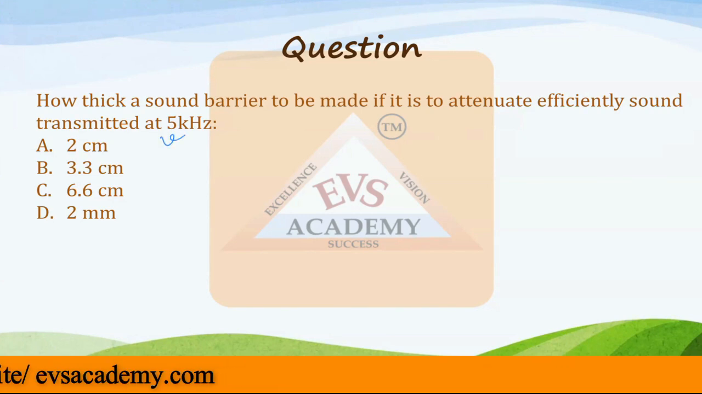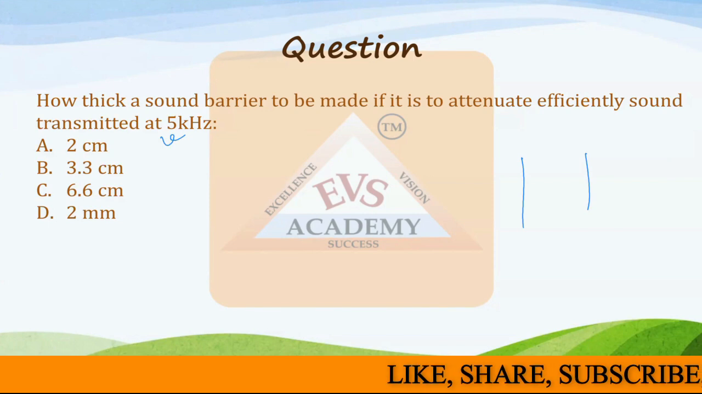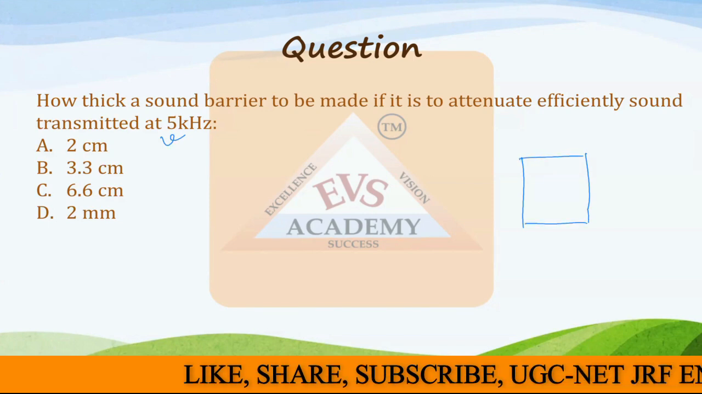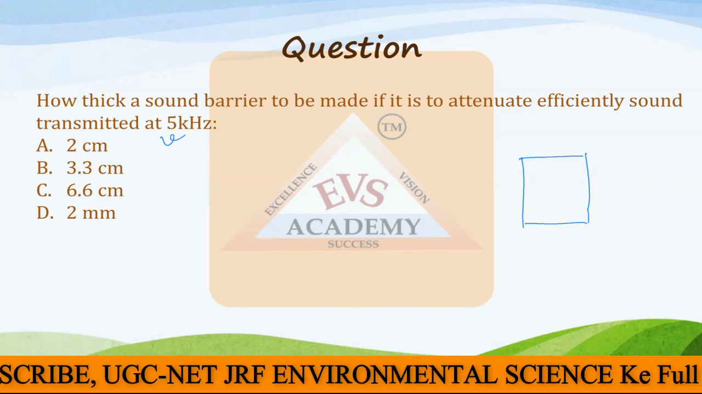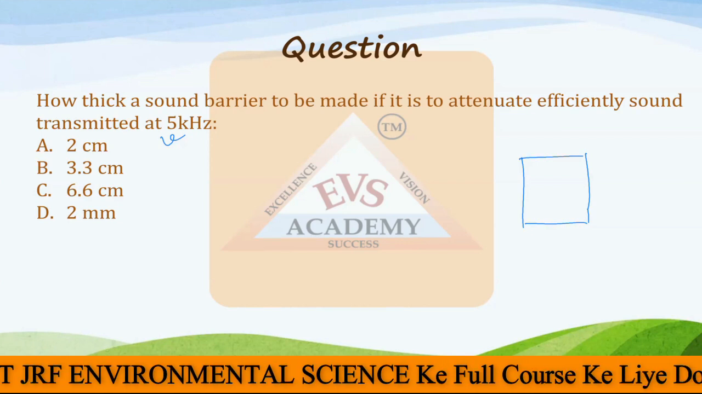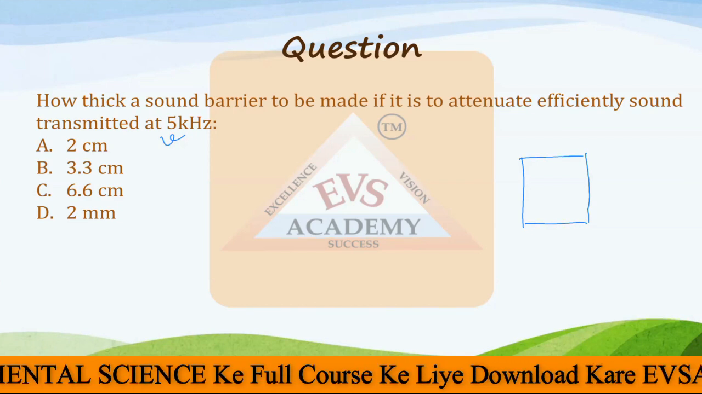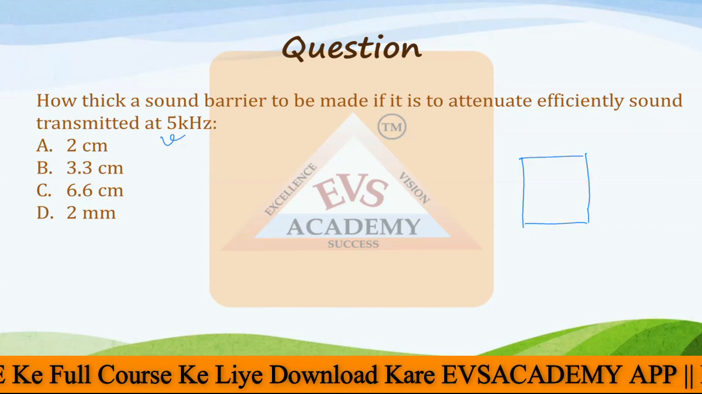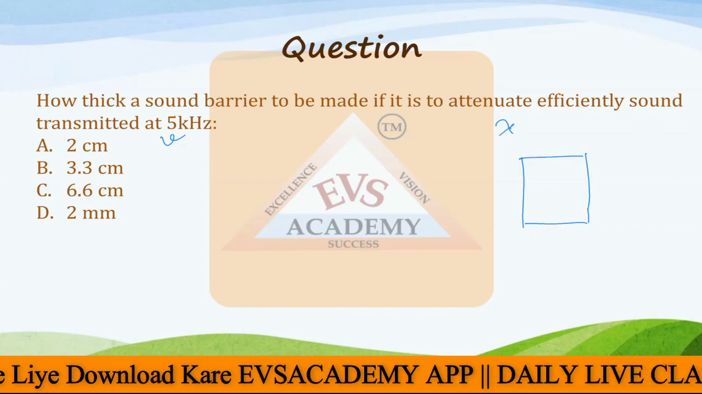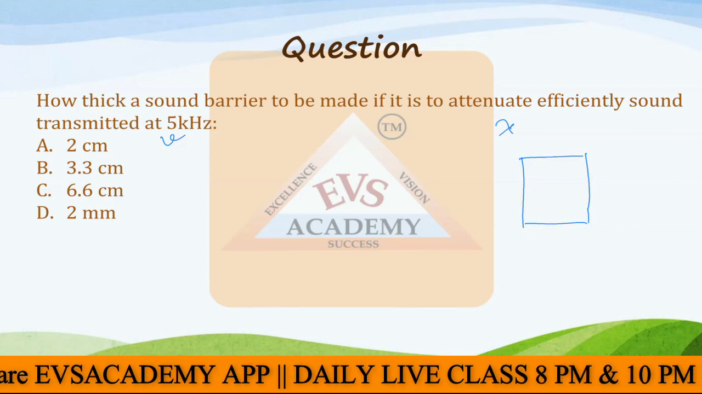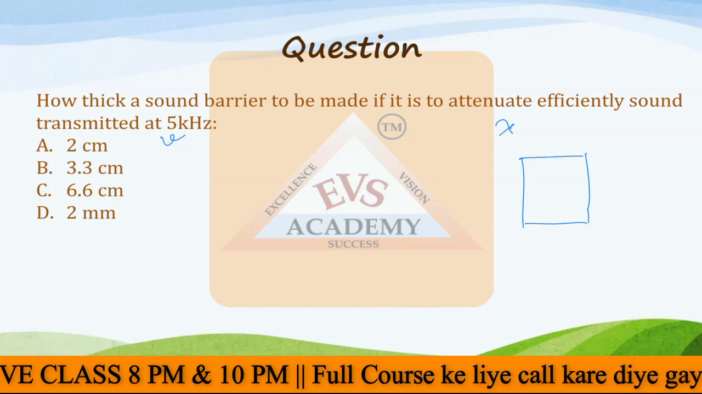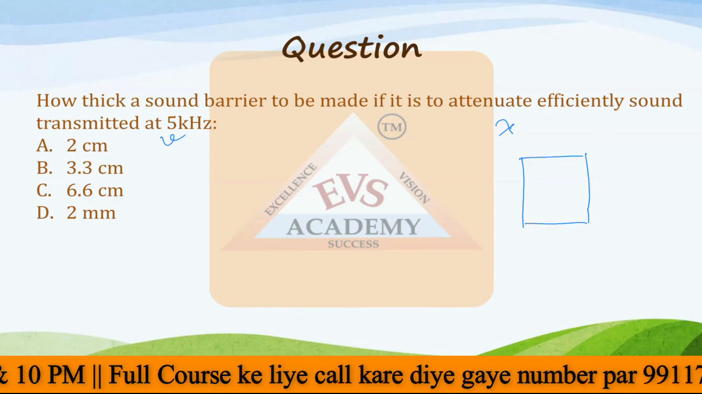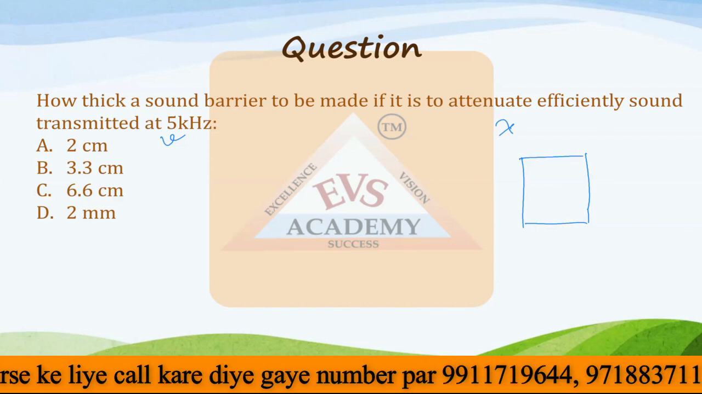It is asking about the sound barrier. Sound barrier means that much thickness of a wall that I want to make, which can sufficiently attenuate the 5 kilohertz wavelength of the sound. So what you have to do here is just calculate the lambda, and that lambda value would be your answer. Why? Because if you have created a barrier more than the wavelength of that sound wave, then that particular sound can be effectively attenuated. Attenuated means stopped.